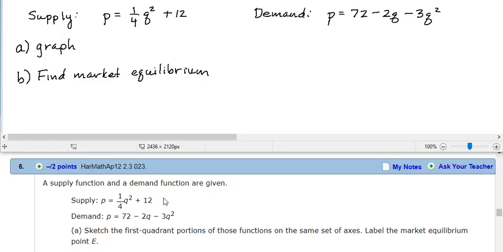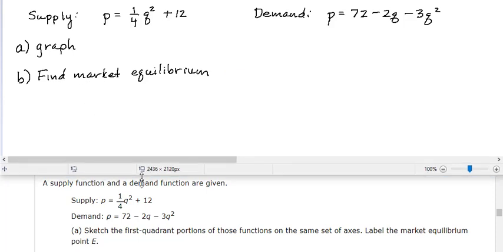Next, we'll look at number 6 in WebAssign, which gives a supply function and a demand function, and it asks 2 questions. First is to graph, and then the second is to find market equilibrium. The Watch It uses a graphing calculator. In our course, we don't get to use a graphing calculator, and you don't need one, so I'll show you how you do this without it.